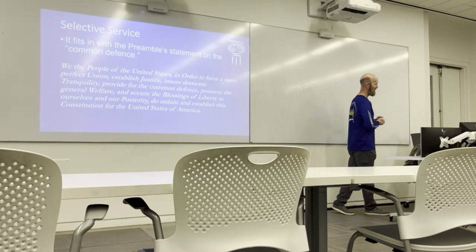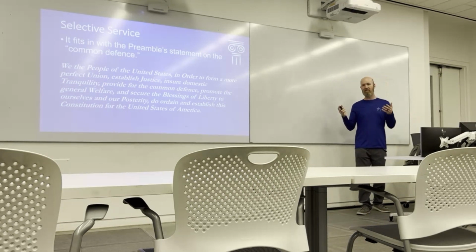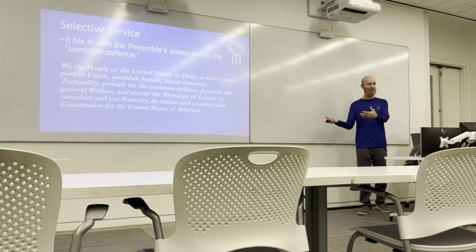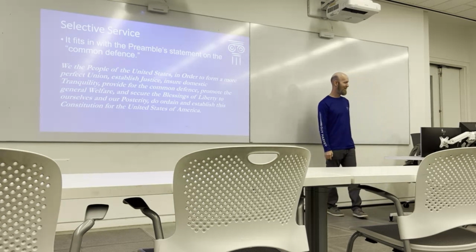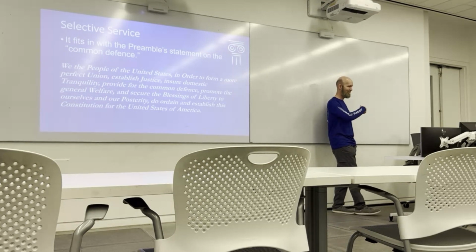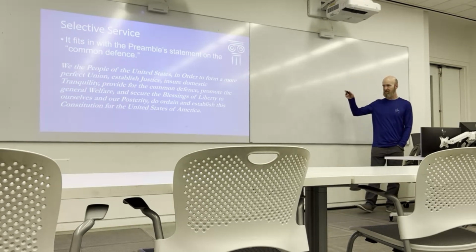Side note, you should also know that we, the people, is popular sovereignty. The idea that the people have the power, not the government. The people give the government power, but the people can always take the power back, which is the Declaration of Independence. We told England that we give the government power, and when we don't like the government, we can overthrow the government. But selective service fits in with the common defense.